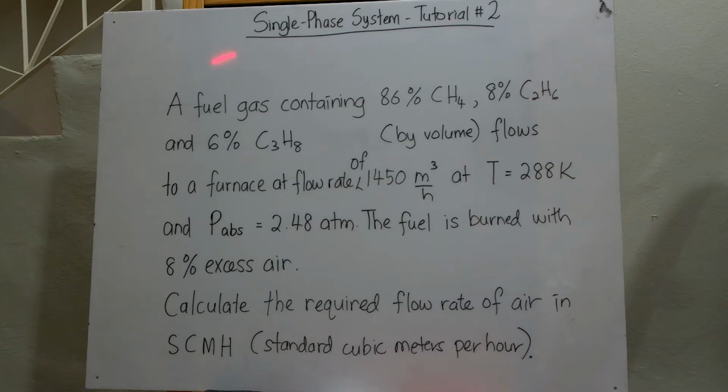Right, so this is basically a combustion problem. It's a combustion process, but in ideal gas state. But we do not have one single gas, we have a mixture of ideal gas. So we are told to calculate the required flow rate of air in SCMH. That means we need to use the STP method to get the flow rate of air that goes into the furnace.